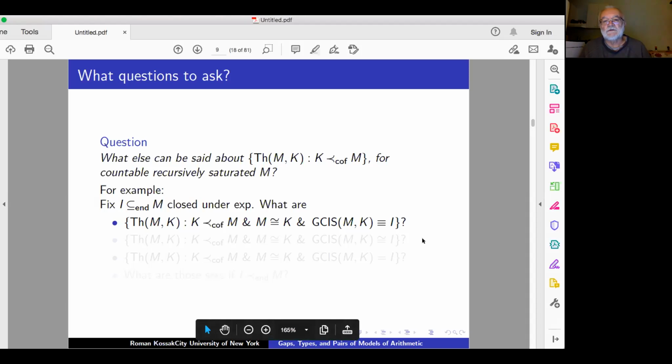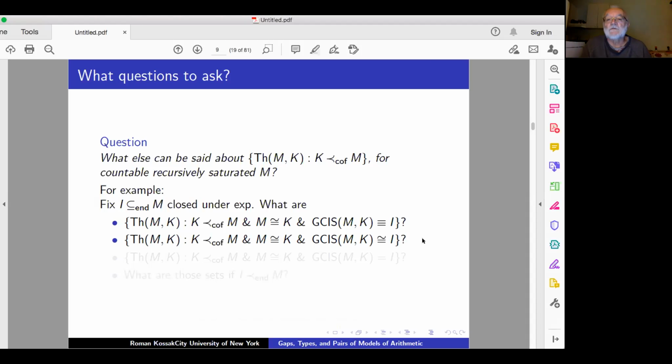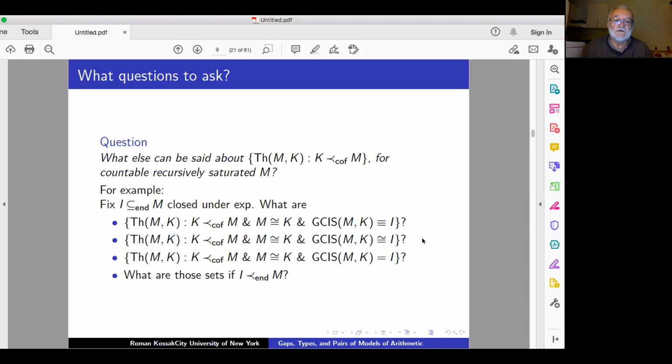So what happens if all those greatest common initial segments have the same theory? Or what happens where they're actually isomorphic to I? Or what happens if you just fix I and the initial segment and still construct many cofinal extensions? What kind of diversity can you build in there? And it turns out that there are all kinds of things you can do, but not everything.